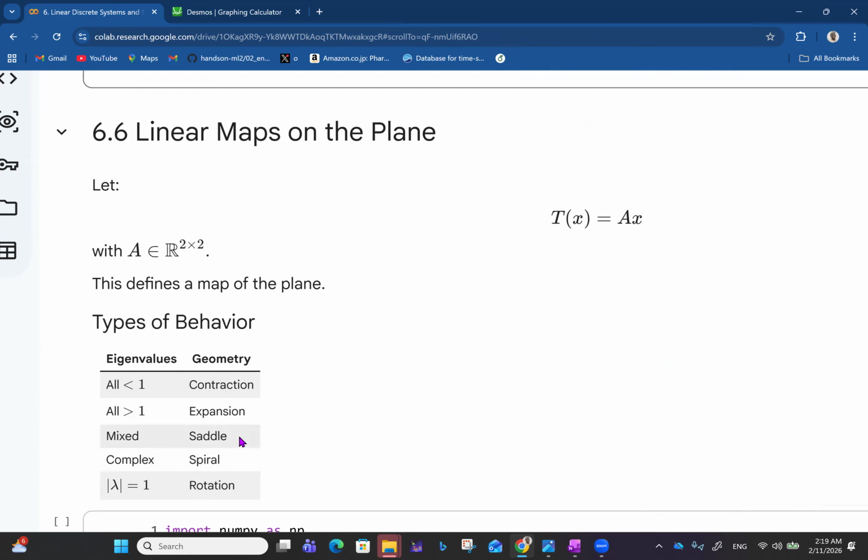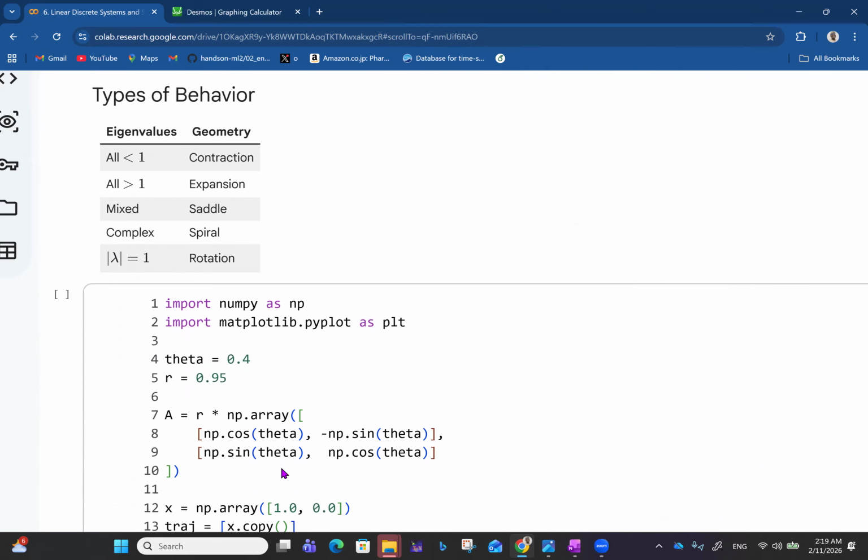If it is mixed, you have a saddle, like there's a kind of confusion. One is going towards contraction, one is going towards expansion, but you then have some trouble with that. It can also be complex, in which case it is a spiral. And if the absolute value of lambda is equal to 1, then you have some kind of rotation.